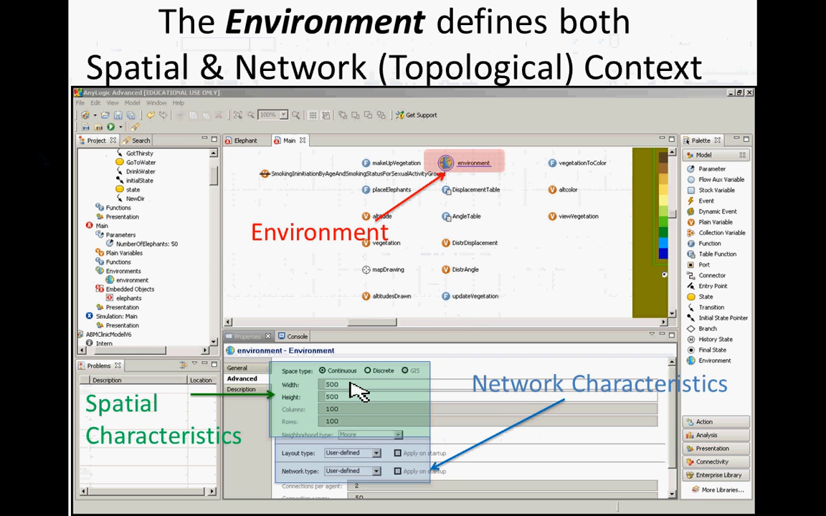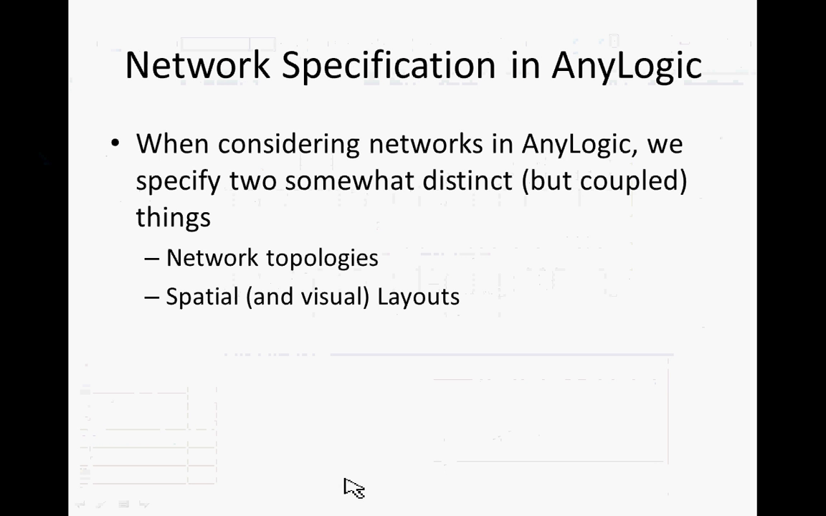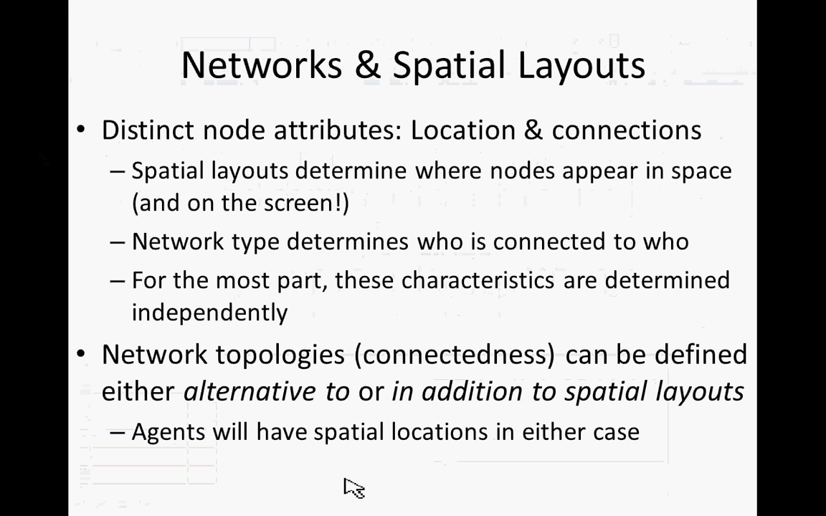For a certain type of layout, a spring mass layout, it determines the position based on network connectivity. So there's some coupling here, okay? So there's distinct node attributes: location, connection. To whom are you connected? Where are you located in space? Okay, those are two distinct things.